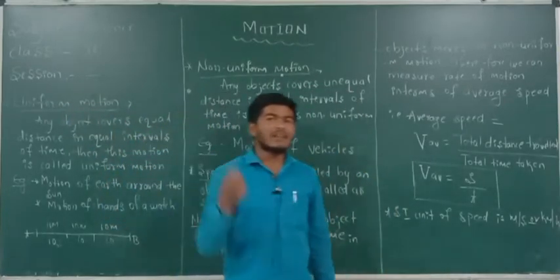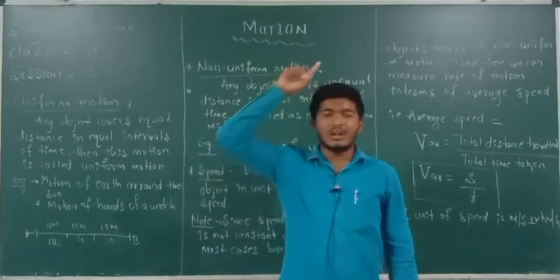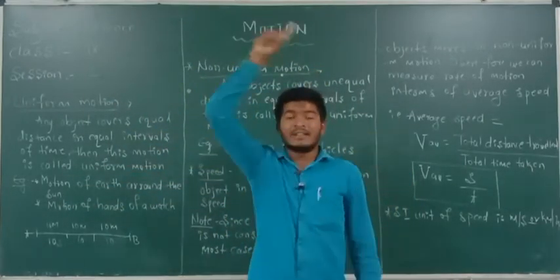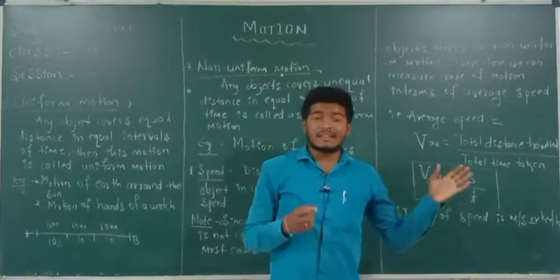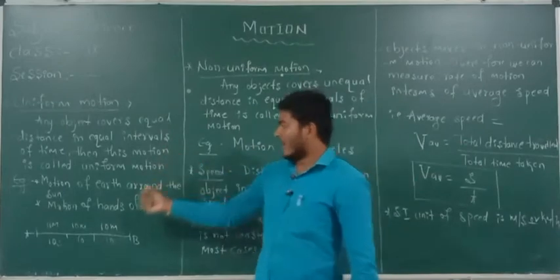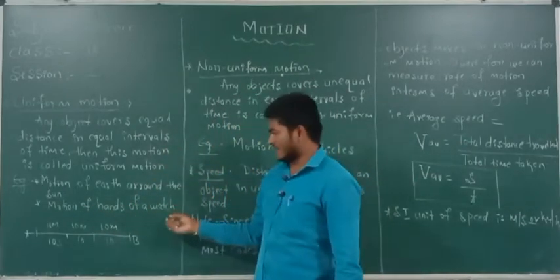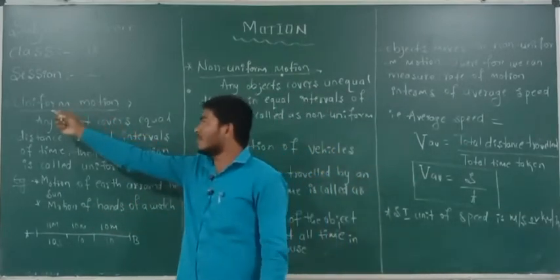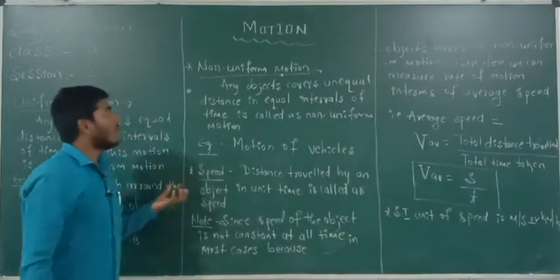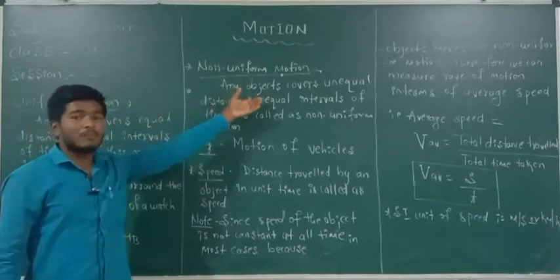Another example is the motion of the hands of a clock. They also cover equal distance in equal intervals of time. Therefore the motion of the hands of a watch is an example of uniform motion. Then next we are going to move towards non-uniform motion.